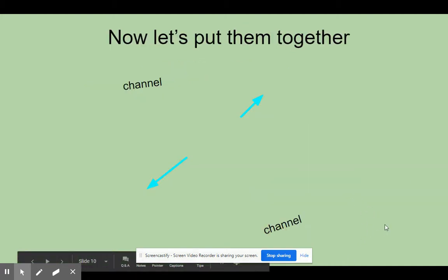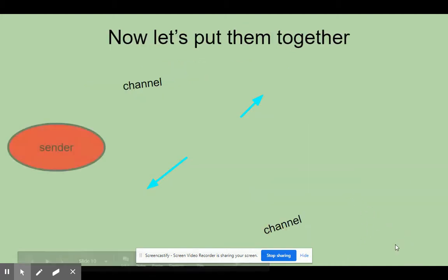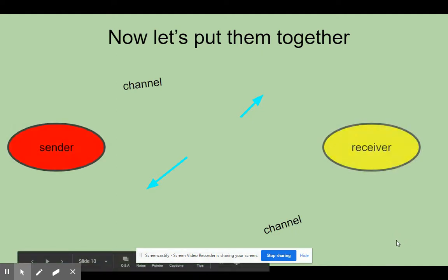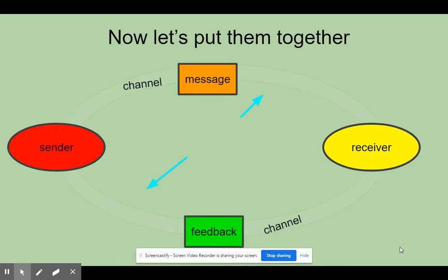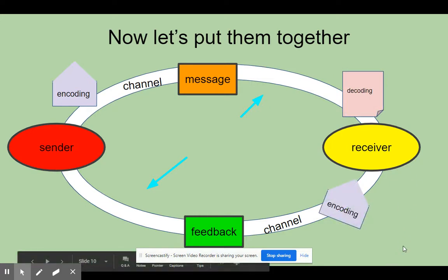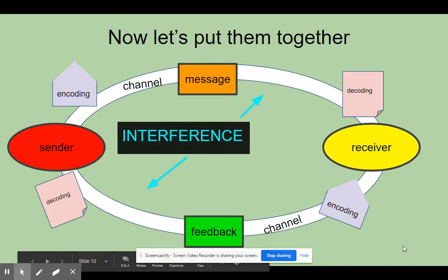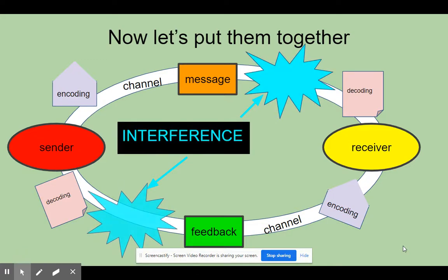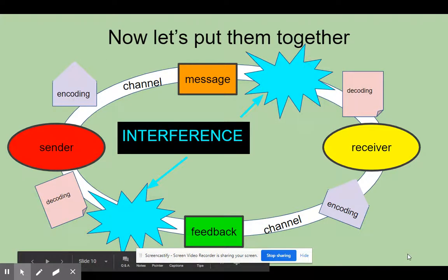If we look at it all together, we're going to first look at the sender comes first, the receiver comes next. We have a message, feedback, and we've got the channel, encode, decode. They have to encode the message to make sure they understand it, and they decode it, and the last thing is our interference, which is, of course, loud and interfering.